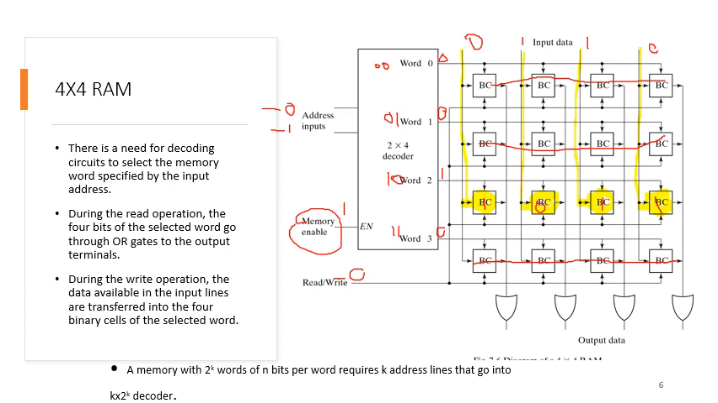So the result will be: 0 will be written here, 1 will be written here, 1 will be written here, and 0 will be written here. So in that particular case, we have performed the write operation.